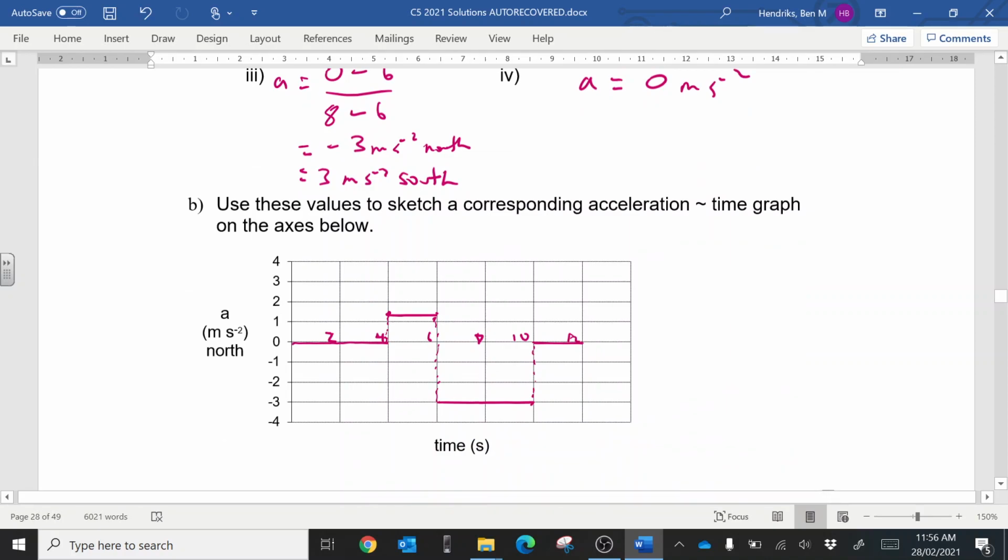The next topic will be on forces and motion, or forces, Newton's laws.